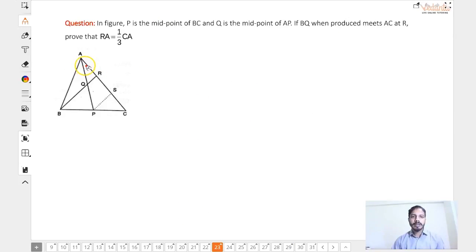So now P is the midpoint of BC. And Q is the midpoint of AP. Q is this midpoint. And now when I join this BQ, it meets the AC at the point R. So they are saying prove that RA is 1/3 of CE. How do we prove this?